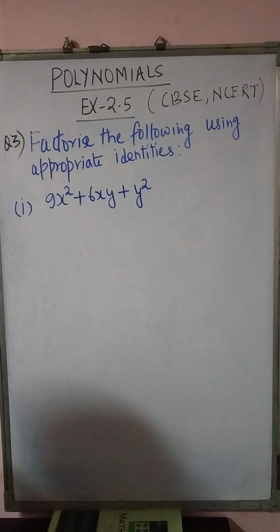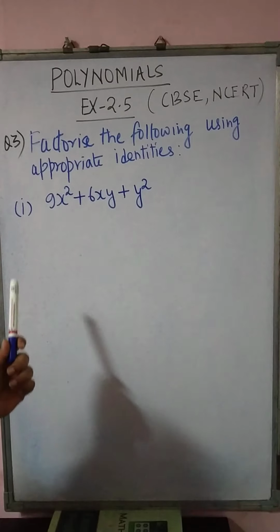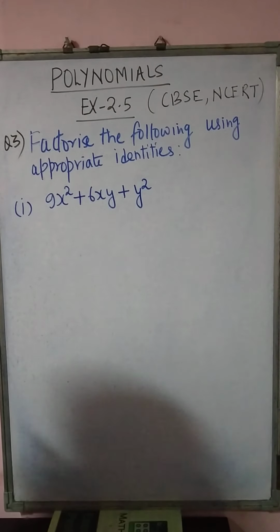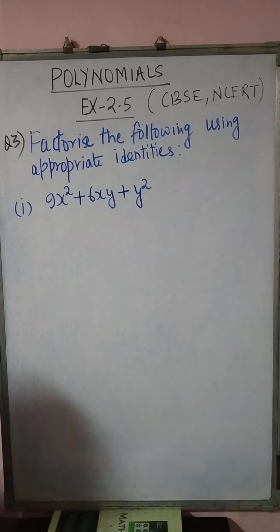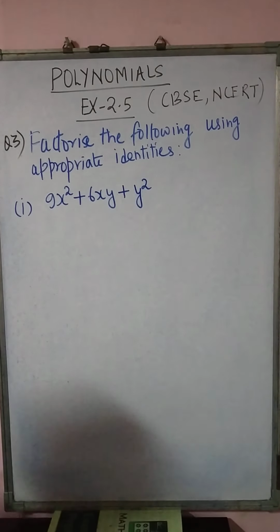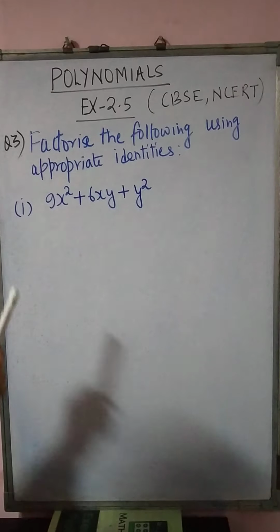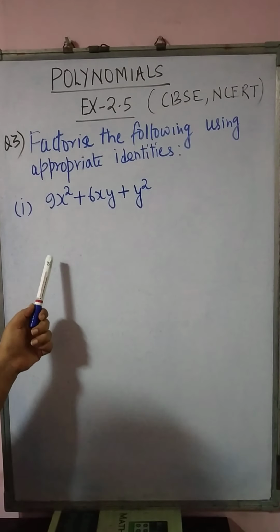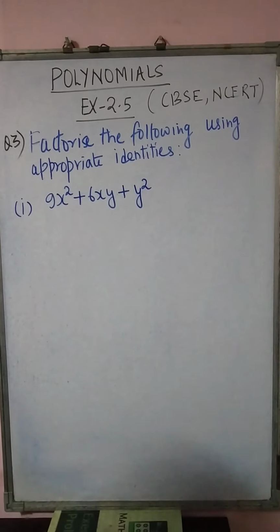Okay, children, so today we are going to do question number 3, polynomials, exercise 2.5. The question is: factorize the following using appropriate identities. We have to factorize it and we have to use an identity to factorize it. So see this step.